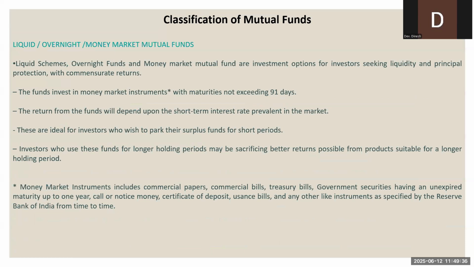Liquid funds. As the name suggests, these are very short-term investments. They invest in liquid schemes, money market mutual funds, and overnight funds. These are money market instruments where maturities will not exceed 91 days. So the return will also be slightly lower here because it guarantees you liquidity. You can liquidate at any point in time. These are ideal for investors who wish to park their surplus funds for very short periods.